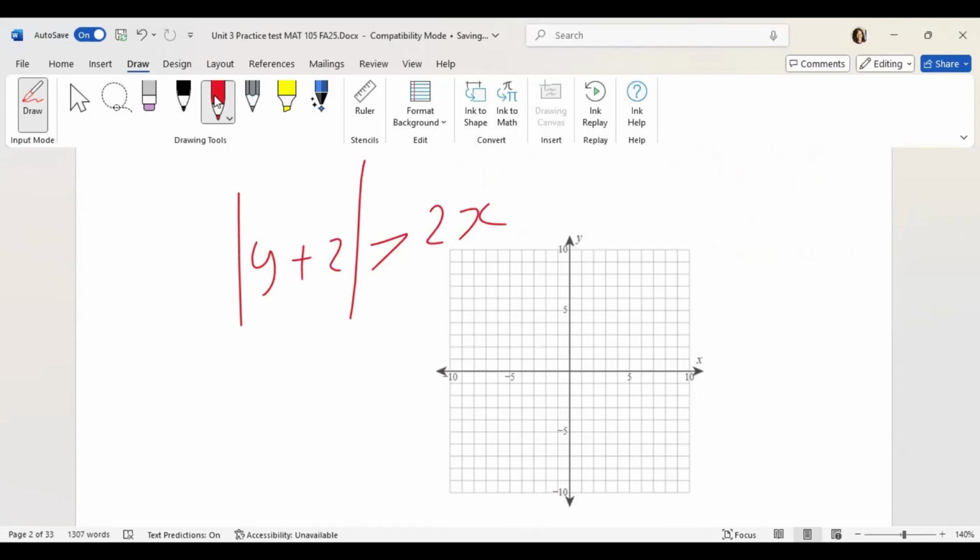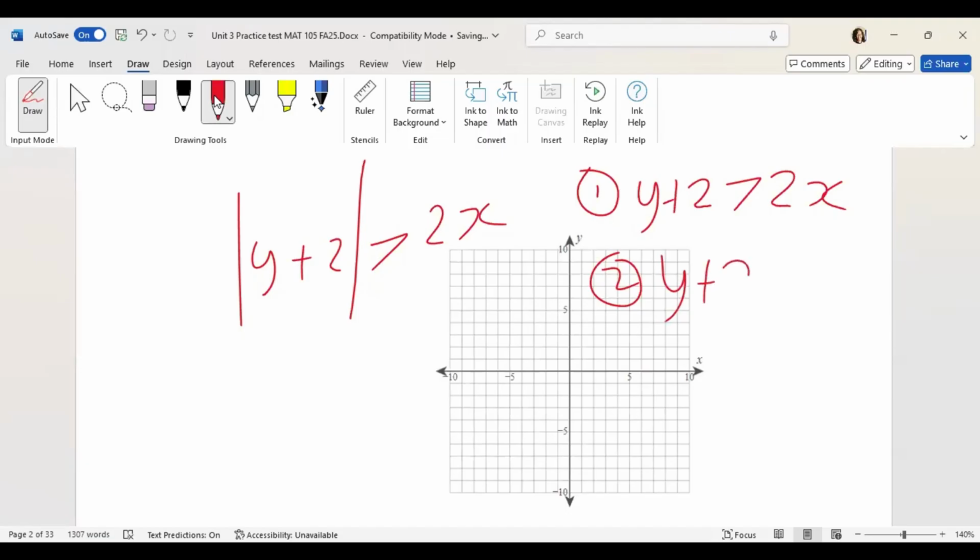If you do have a question like this, and I know you will, sometime you're going to have it. If it is greater than, then you write two inequalities. The first inequality is y plus 2 is greater than 2x. And the second inequality, you flip the inequality and change the sign of the quantity on the right. So you will be graphing two linear inequalities.